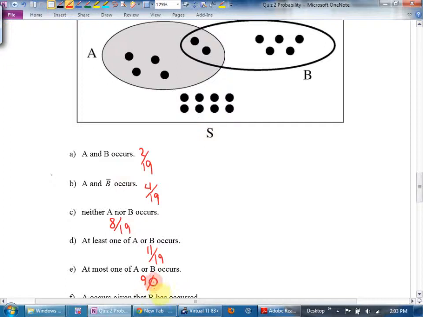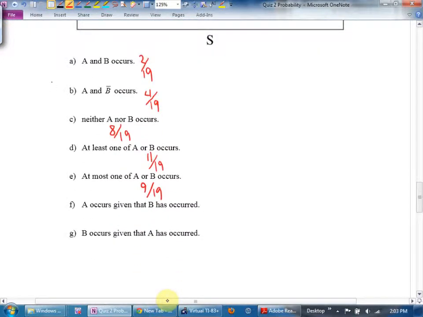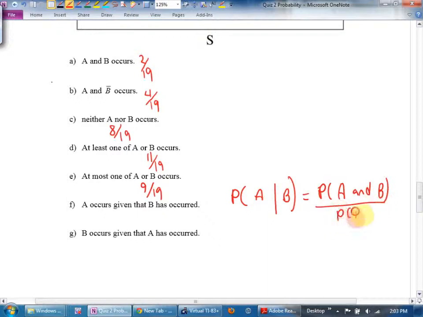Okay. I think F and G are conditional probability questions. So, I'm going to set them up as a statement. F. Probability. What's the given? Which is going to be A and B divided by the given one. I think we already did A and B. What was A and B? It's listed there. What was A and B? 2 out of 19.